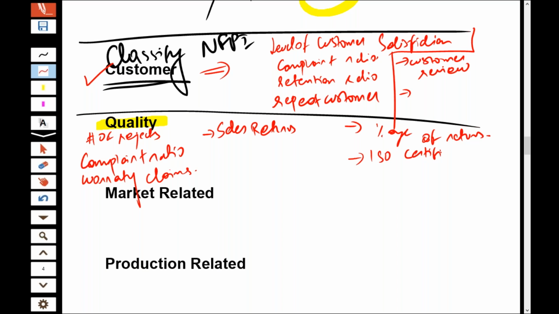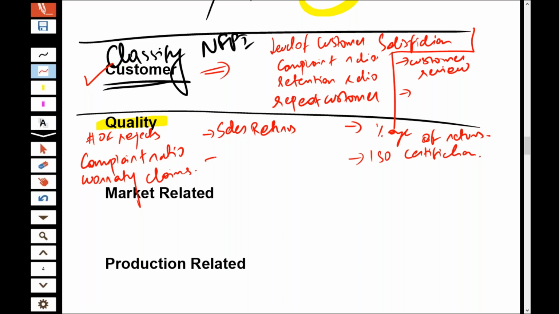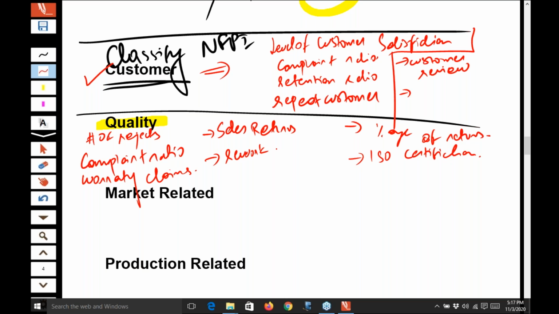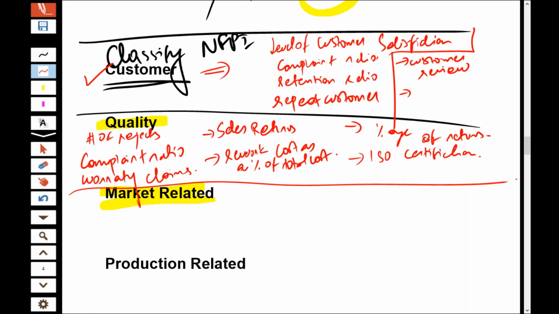ISO certification, because at times your quality is also detected by the certifications that you get. Rework cost as a percentage of total cost. Okay, good enough. So this is going to be considered as the quality related issues, the quality related KPIs.